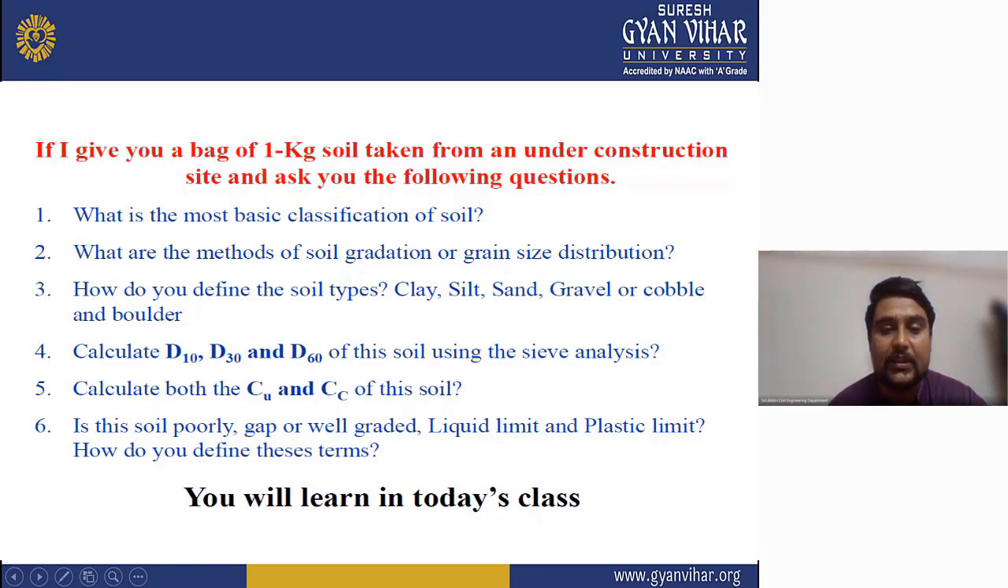Calculate D10, D30, and D60 for this soil by the use of sieve analysis, and calculate both Cu and Cc of the soil. Is this soil poorly graded, gap graded, or well graded? Liquid limit, plastic limit? How do you define these terms?